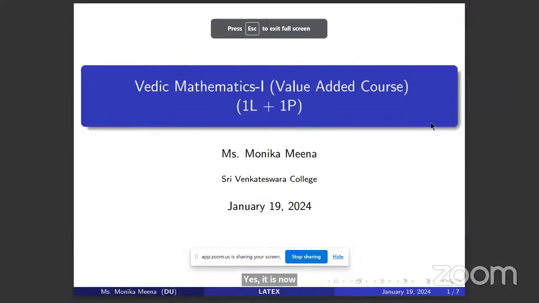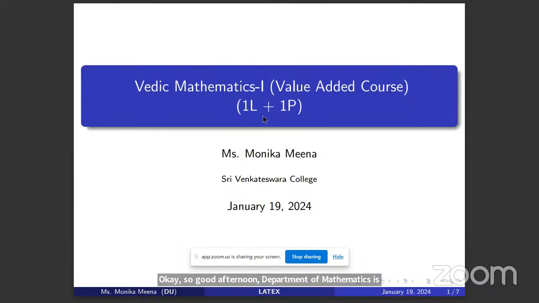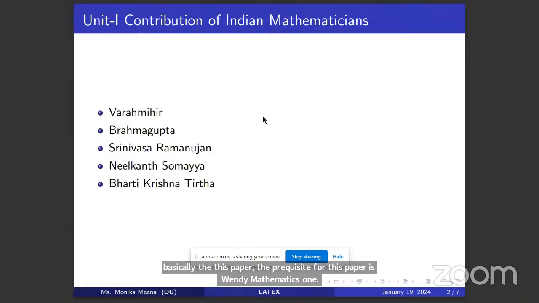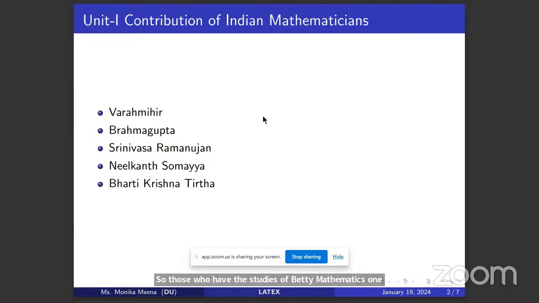So good afternoon, everyone. The Department of Mathematics is offering the course Vedic Mathematics 2. It contains one lecture and one practical. The prerequisite for this paper is Vedic Mathematics 1. So those who have studied Vedic Mathematics 1 can choose this paper as their VAC course. The main objective of this paper is, in the last semester we studied the basic components of mathematics.